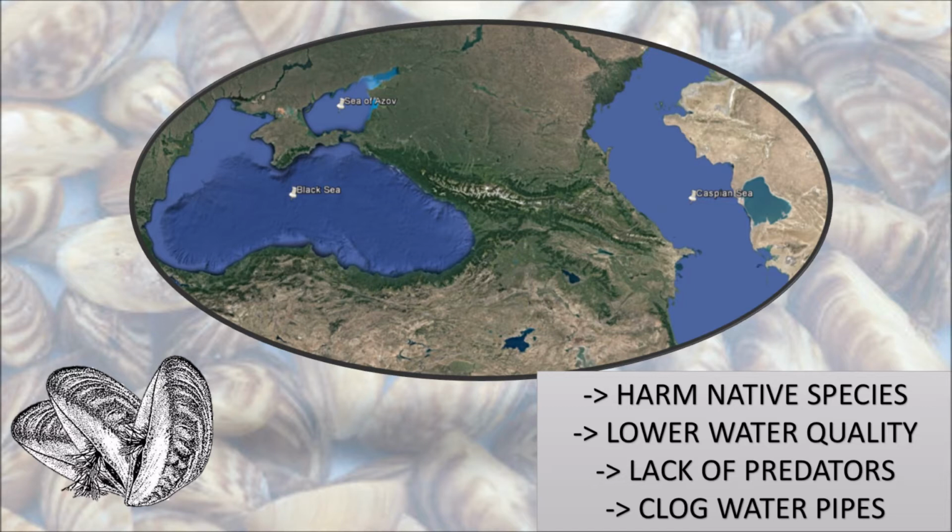Zebra mussels are seen as a problem due to them causing harm to native species which they attach themselves to, as well as they lower the water quality which contributes to biomagnification. They also have very few predators and reproduce at a rapid pace. As well as this, they can clog water intake pipes for factories, power plants and water treatment places.